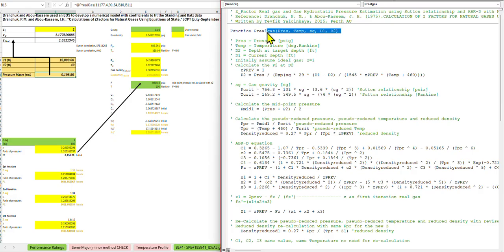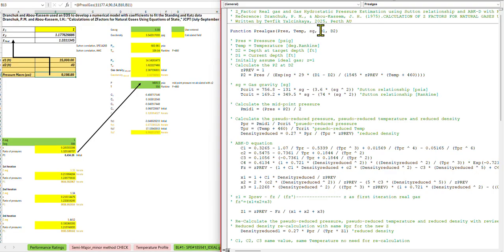I have defined the real gas pressure function, and this function depends on the source pressure at the first depth, and then the temperature. I keep this temperature constant. As I mentioned, you could also vary this temperature according to the wellbore temperature profile, but I keep it constant. It also depends on the specific gravity of the gas. This specific gravity is the molecular weight of the gas relative to the molecular weight of the air, which is 29.